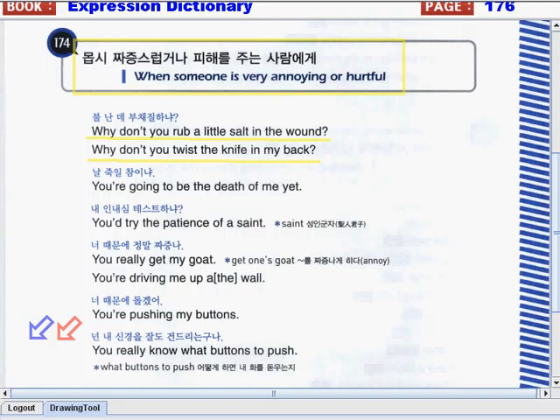Why don't you twist the knife in my back? You're going to be the death of me yet.